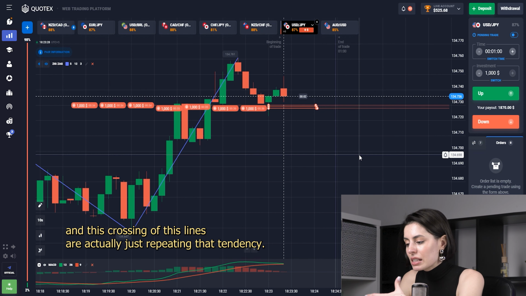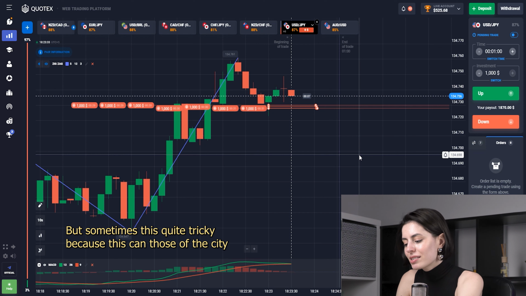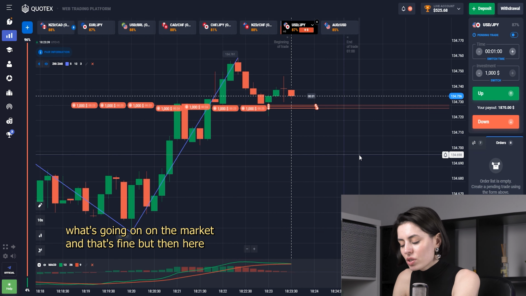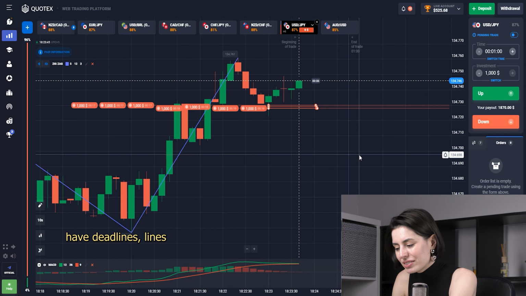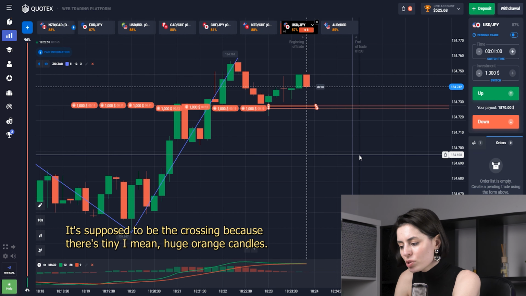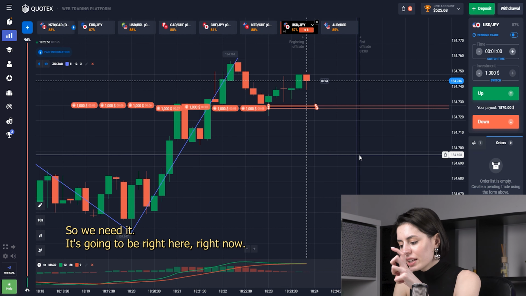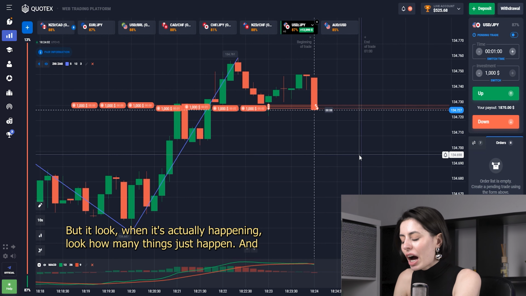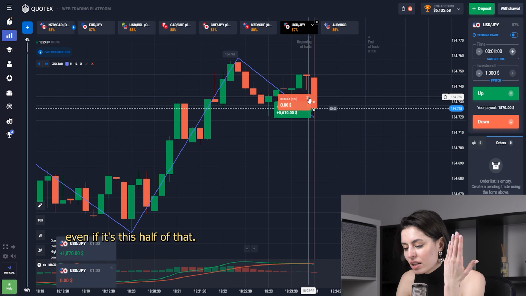This crossing of the lines is actually just repeating that tendency, but sometimes it's quite tricky, because these candles of the MACD, this red and orange one, are already just doubling what's going on in the market, and that's fine. But then here we do have the lines, and you think it's going to be just the crossing, because you may see that right here. It's supposed to be the crossing because there are huge orange candles, so we need it. It's going to be right here, right now. But look when it's actually happening. Look how many things just happened, and even if it's half of it.